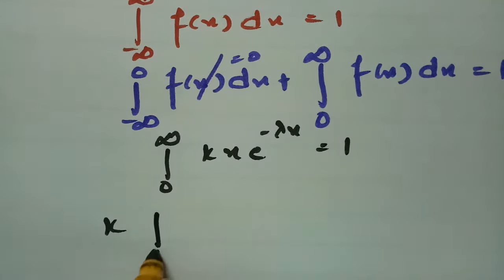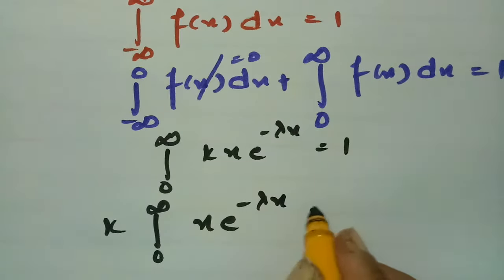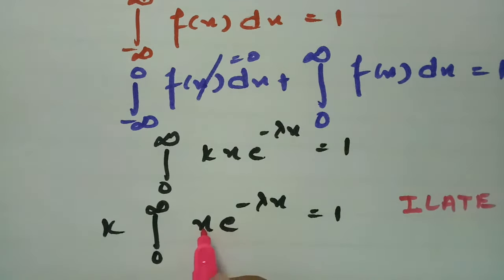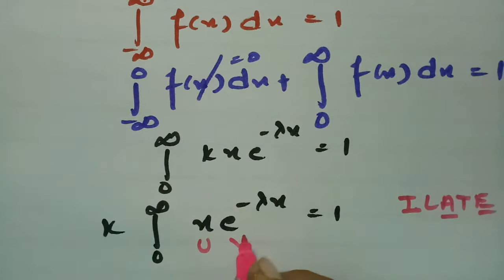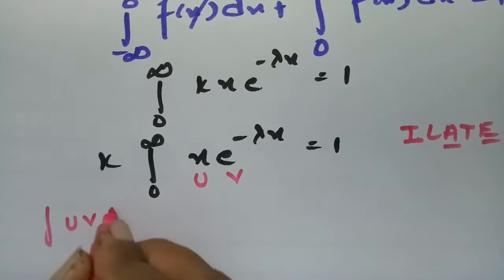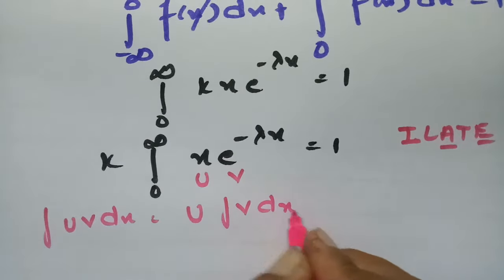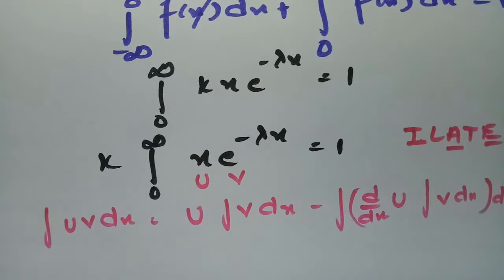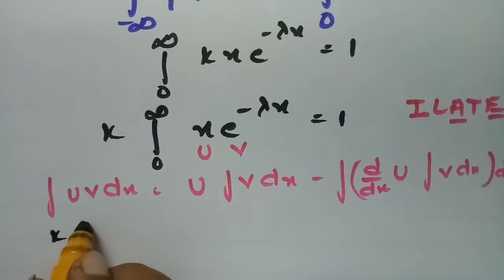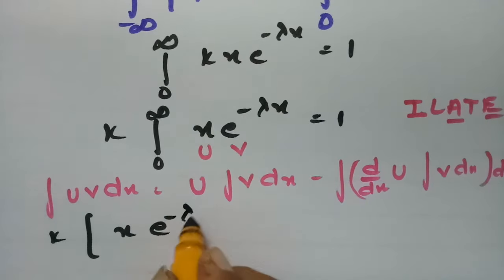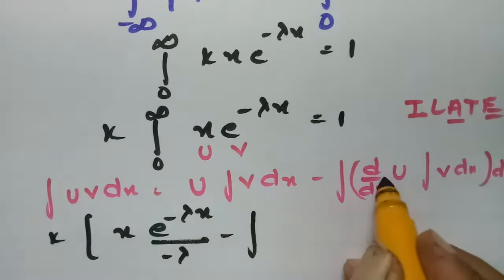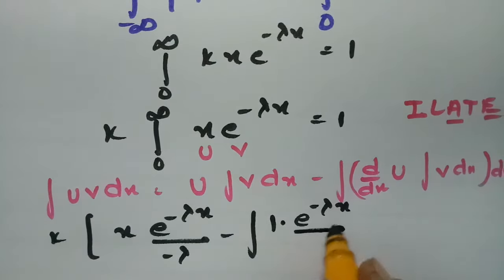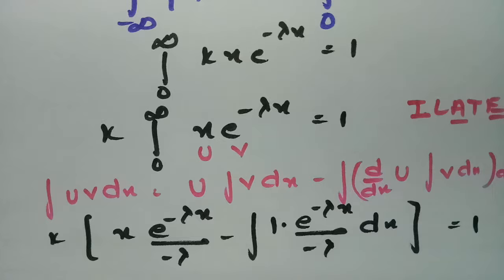If I take k outside, this is the integral from 0 to infinity of x e power minus lambda x dx, equal to 1. Now I apply ILATE: x is an algebraic function and e power minus lambda x is an exponential function, so x will be u and e power minus lambda x will be v. In the integration by parts formula, u we leave, v we integrate, minus the integral of the derivative of u times the integral of v dx. So k times: u left as x, v integrated gives e power minus lambda x by minus lambda, minus the integral of the derivative of u, which is 1, times e power minus lambda x by minus lambda dx, equal to 1.